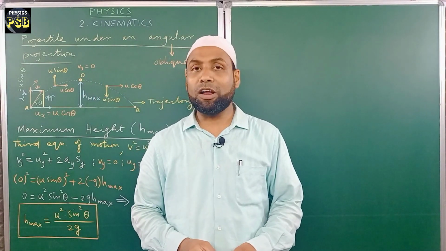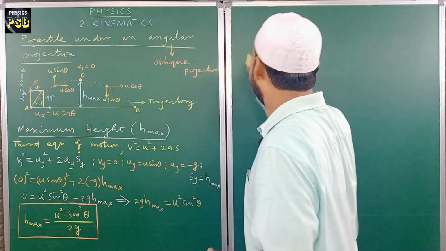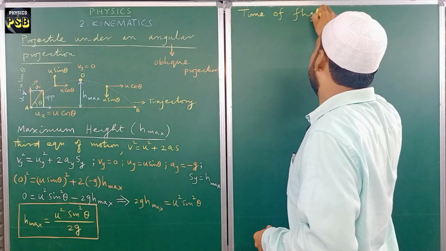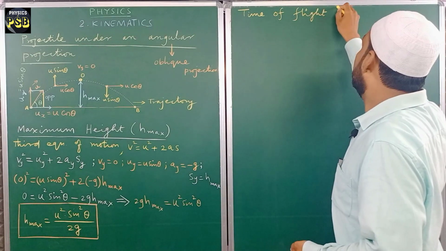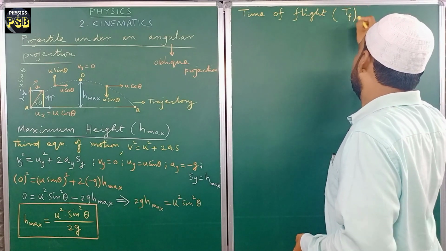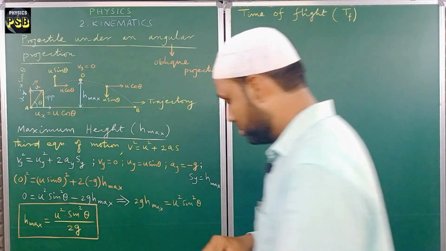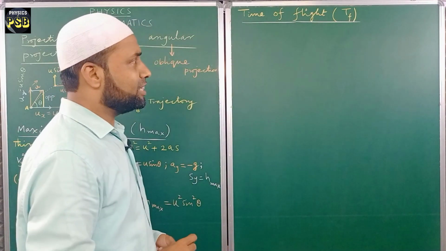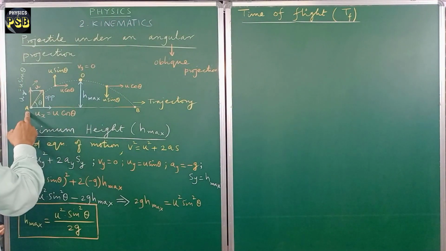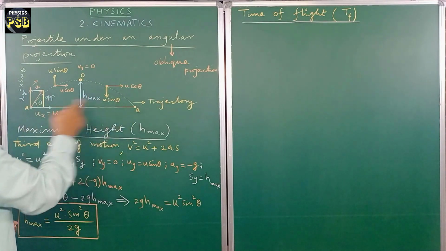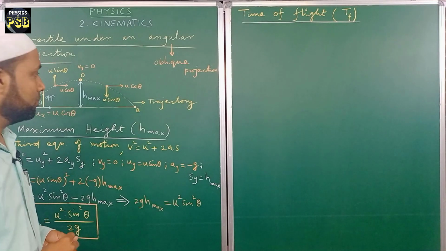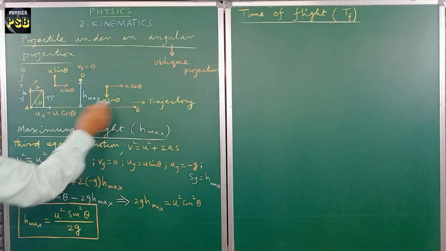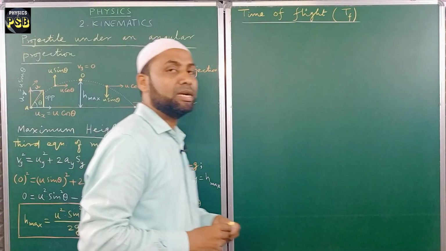Now we'll get the expression for time of flight, which is represented by capital T F. What is this time of flight? Time of flight is nothing but the time taken by the projectile to reach the ground from the point of projection. Okay, so in our case, how much time the projectile will take to reach B from A is referred as the time of flight.